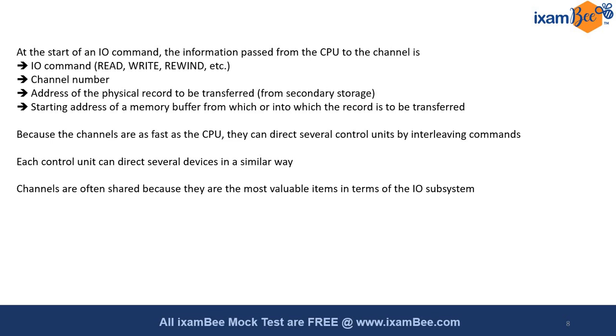Because the channels are as fast as the CPU, they can direct several control units by interleaving the commands. So there may be some CPU command, then IO command, then CPU, and then IO command. So there will be interleaving of the commands as well, because these channels are as fast as the CPU speed also. The IO devices are slow, but not the channels. Each control unit can direct several devices in a similar manner, and channels are often shared because they are the most valuable item in the IO subsystem. So by this, you will get an idea of the IO subsystem.